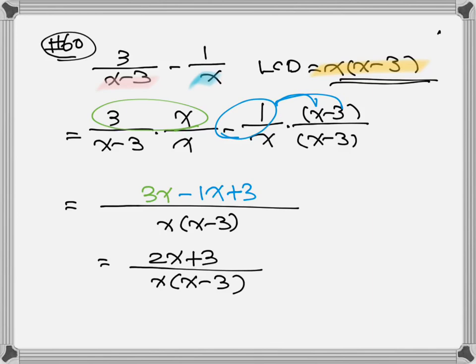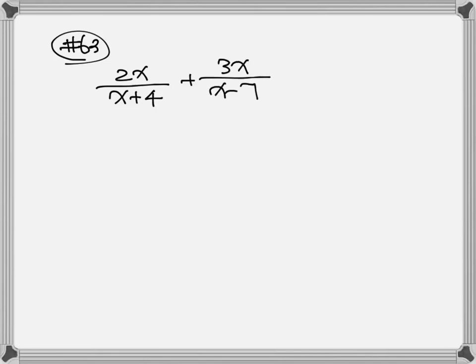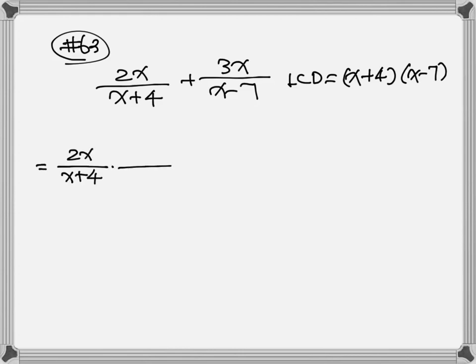Now let's look at number 63. I have 2x over x plus 4, plus 3x over x minus 7. Again, find the least common denominator. I only have x plus 4 here, so I'm going to take the x plus 4. Then I only have x minus 7 here, so I'm going to take the x minus 7. Then keep my first fraction, x plus 4 at the bottom. Now this is going to be my denominator. I only have x plus 4, so I'm missing an x minus 7. So I multiply x minus 7 to the top and the bottom.